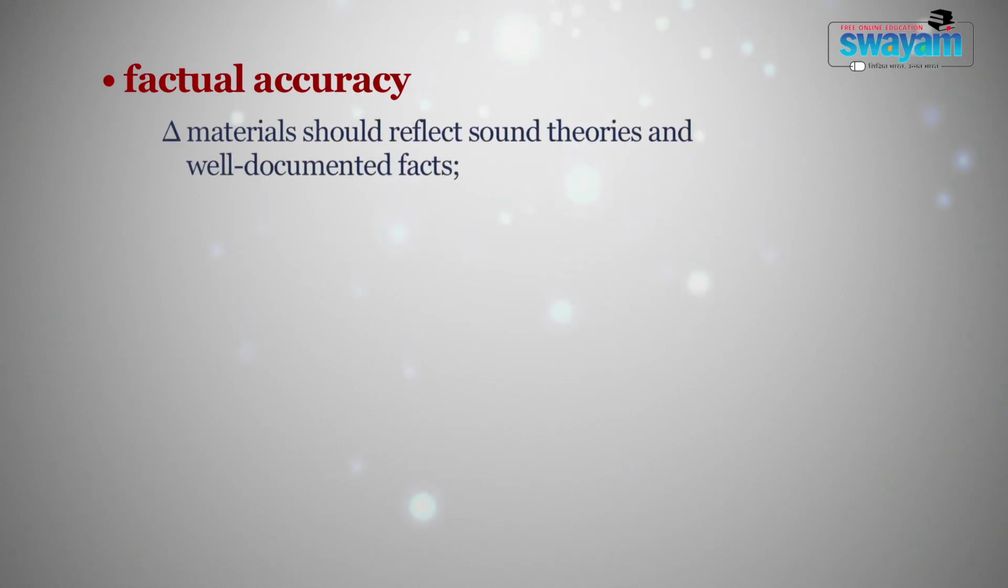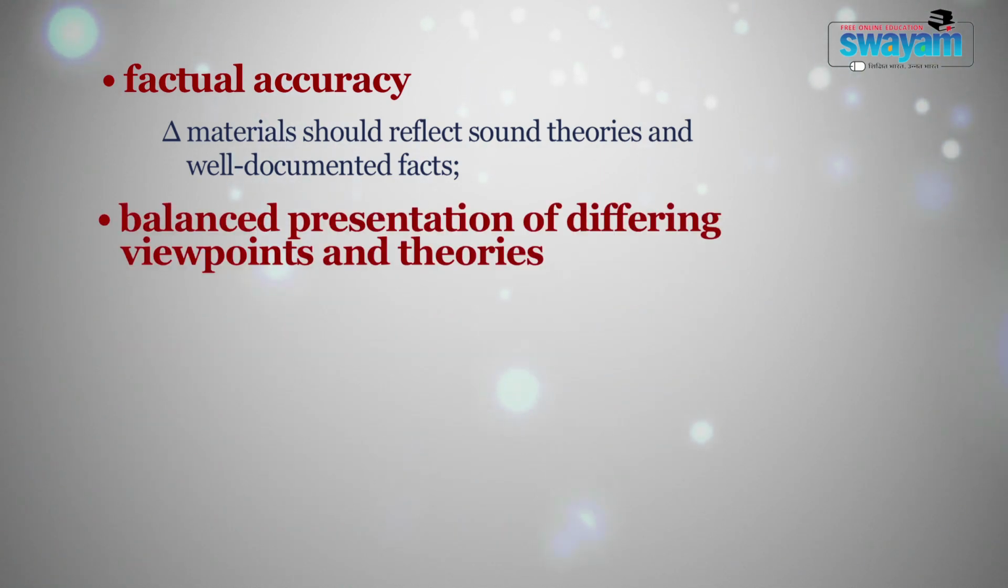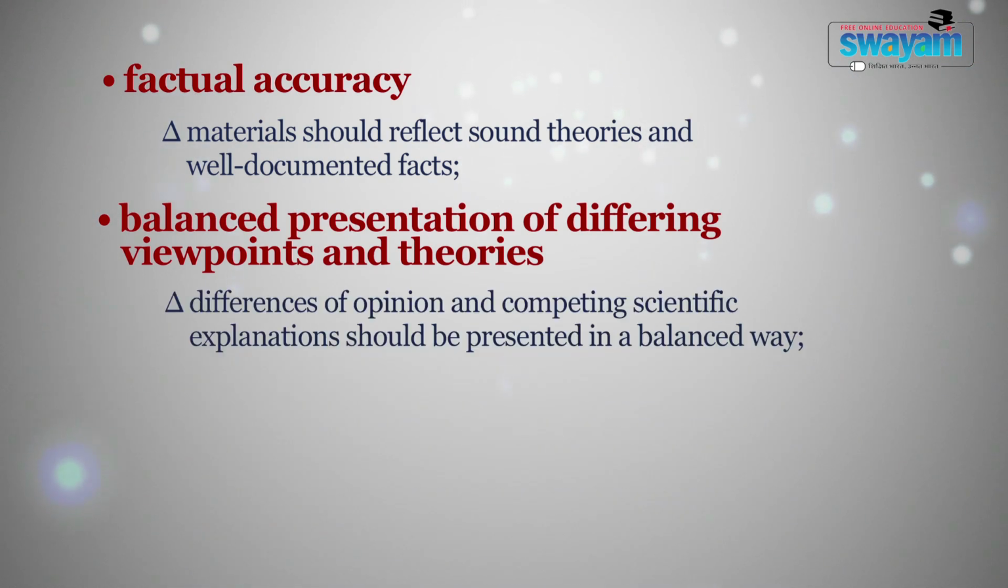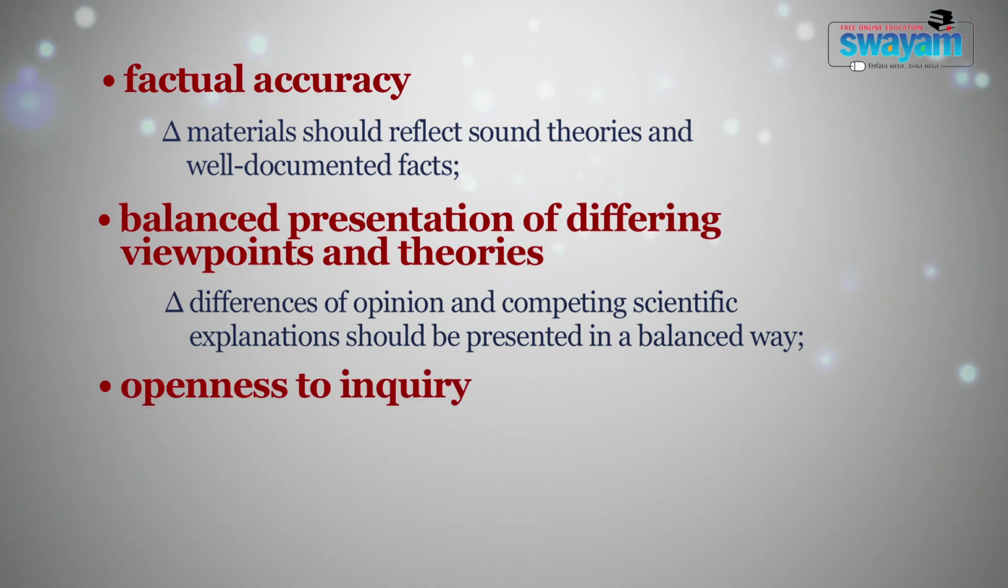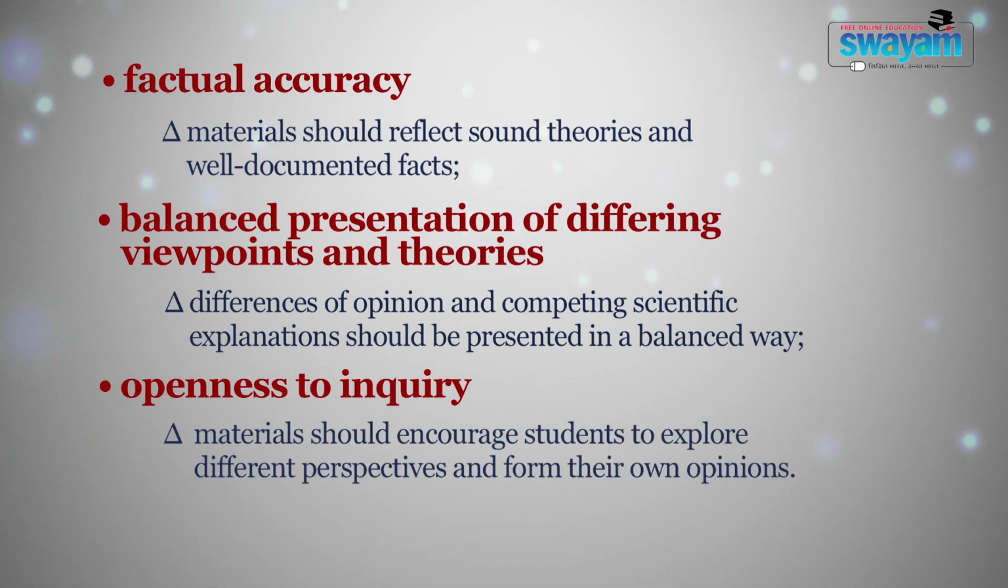The North American Association for Environmental Education, NAAEE, gave some guidelines for excellence in 1996, and they highlighted three important points. The first is factual accuracy. Materials should reflect sound theories and well-documented facts. Second is the balanced representation of different viewpoints and theories. Differences of opinion and competing scientific explanations should be presented in a balanced way. And the third important guideline is openness to inquiry. Materials should encourage students to explore different perspectives and form their own opinion.